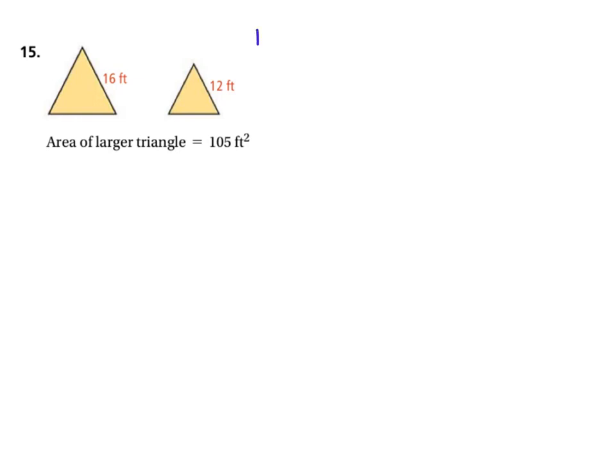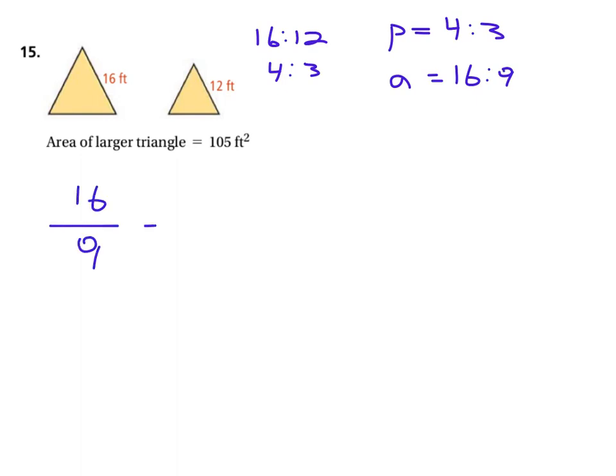But these have a 16 to 12 ratio, which when simplified, dividing both by 4, you get a 4 to 3 ratio. That means the perimeters have a 4 to 3 ratio, and therefore the areas have a 16 to 9 ratio. Okay? And if they've got a 16 to 9 ratio, then if the larger triangle, the first one, is 105, we say 105 is then to what?